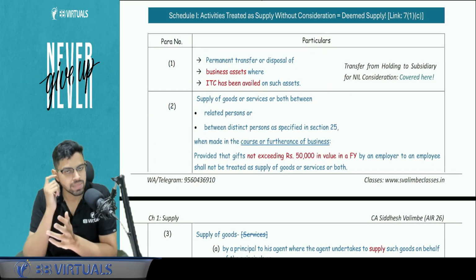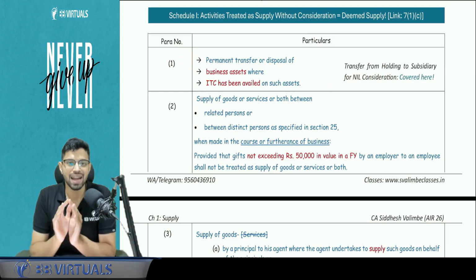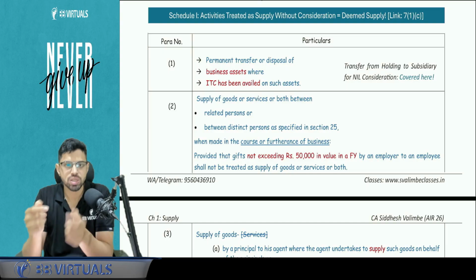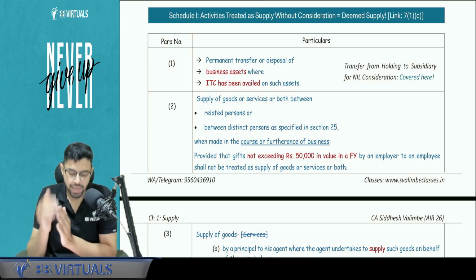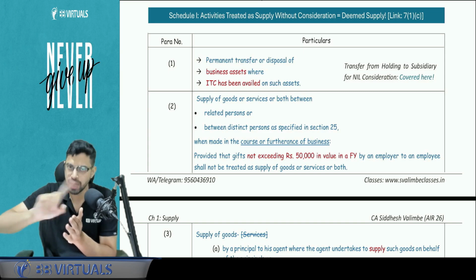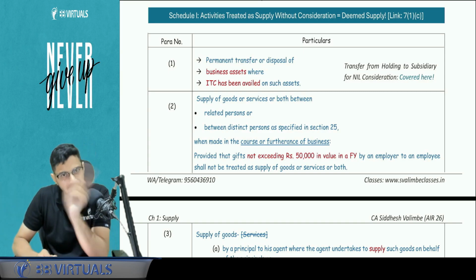Next, we talk about schedule number 1. Schedule number 1 is deemed supply, activities which are considered supply regardless of consideration. In question paper, wherever you see free of cost, you just have to apply schedule number 1. Okay, let's start 4 paragraphs. Paragraph number 4 says that you are permanently disposing or transferring, not temporary. You're not getting it back. You're permanently disposing certain business assets where ITC was availed.